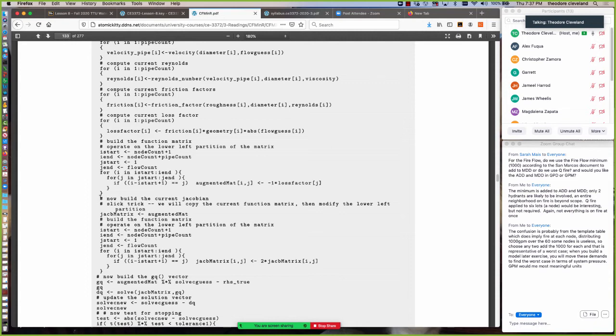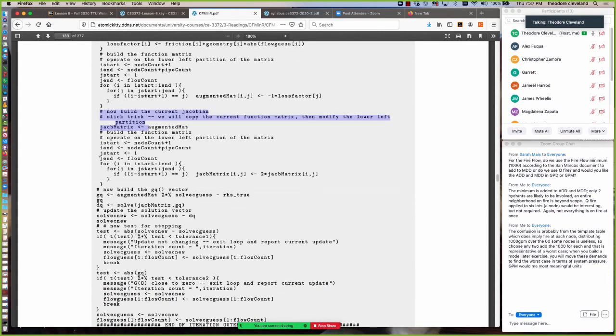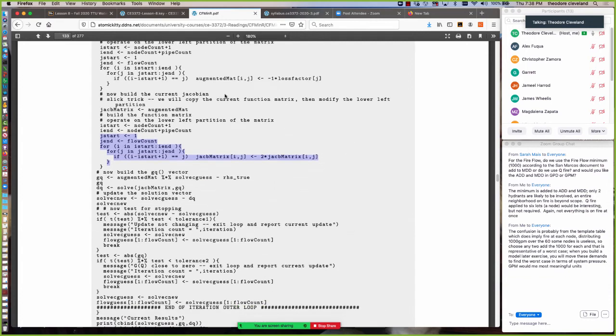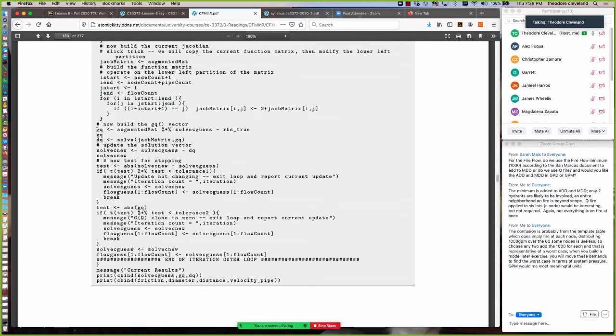Then we build the current Jacobian, and so the easiest way is we simply copy the current augmented matrix and then repair the part that corresponds to the portion where we have to multiply by 2. So you notice the counting of this row and that row are the same. Now we build the augmented matrix times the right-hand side at the current guess minus the true right-hand side. So this is the function we're trying to drive to 0.